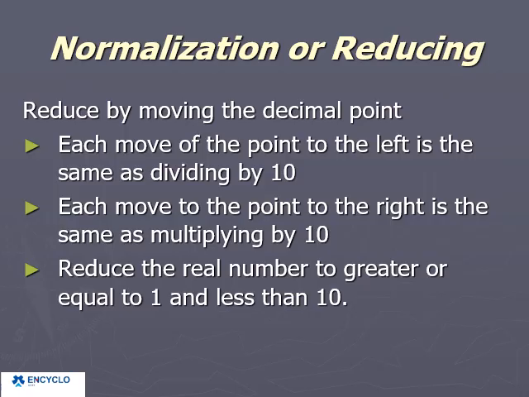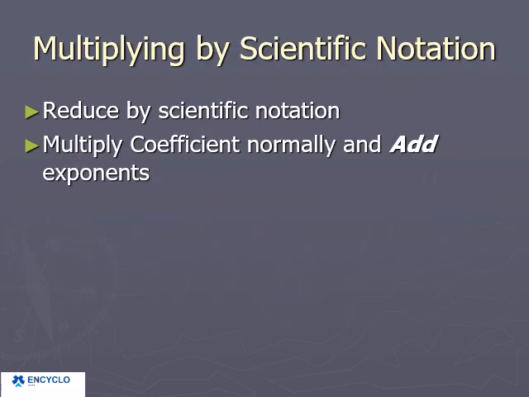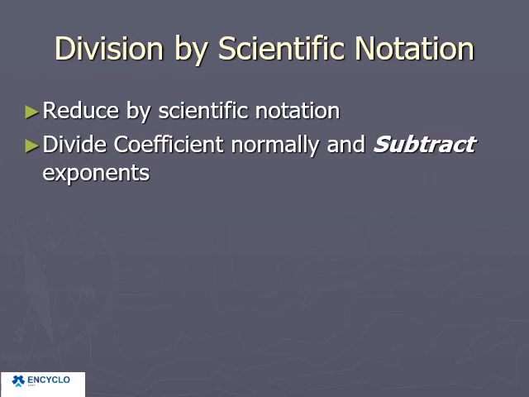Moving the decimal point to the left divides the number by 10. To the right, it multiplies the number by 10. This adjustment enables normalization. To multiply, multiply the coefficients and add the exponents. For division, divide the coefficients and subtract the exponents.